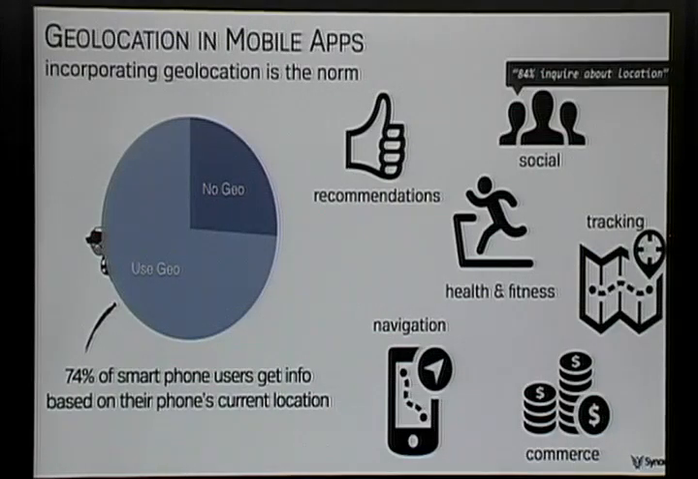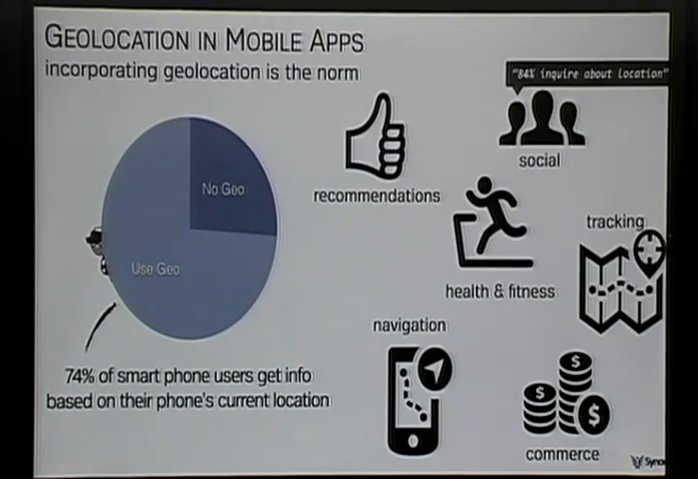Now, this is probably an obvious statement, but geolocation in mobile apps is pretty much the norm. Most apps that talk to the cloud or the internet have some sort of geolocation capability built in. And also users are making use of this. So the graph on the left, you can see that almost 3/4 of smartphone users have used the geolocation capabilities of their phone or in apps.